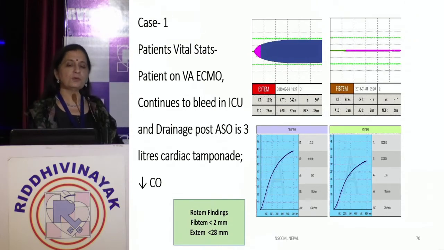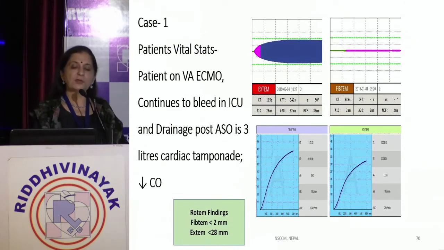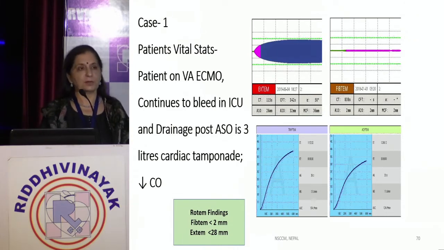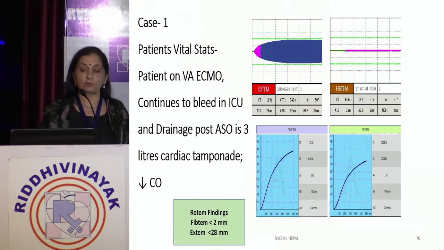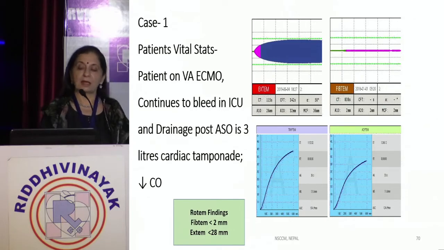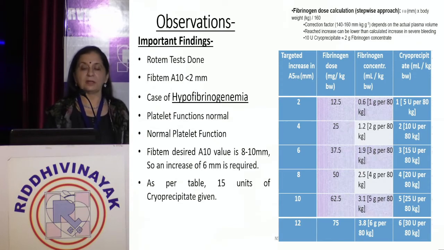This was a patient who was on VA ECMO with a switch and cardiac tamponade with decreased cardiac output, and drainage was more than 3 liters, and we did a PFT and we found FIBTEM to be less than 2. You can see small FIBTEM, and EXTEM also to be less. And when we gave platelets, to our surprise, this patient did well with good area under the curve.